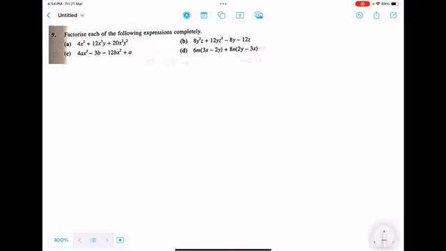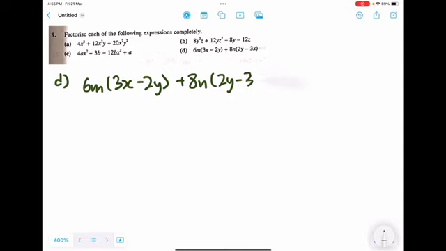Now moving on to the last question, question D. D wants us to factorize 6m times 3x minus 2y plus 8n times 2y minus 3x. Now looking at this, it kind of looks like it's already factorized. For example, 6m is factorized out of 3x minus 2y, and positive 8n is factorized out of 2y minus 3x.